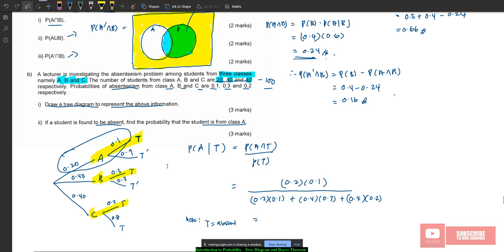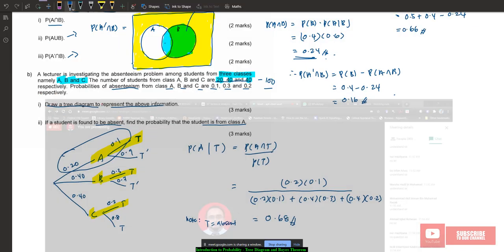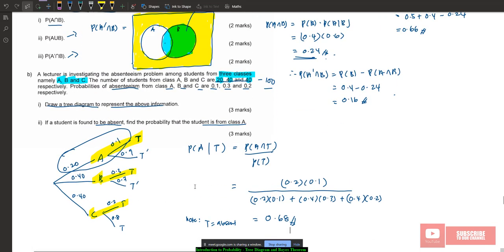So can you tell me the value of probability of A given T? 0.68, right? So that's how we answer the question.